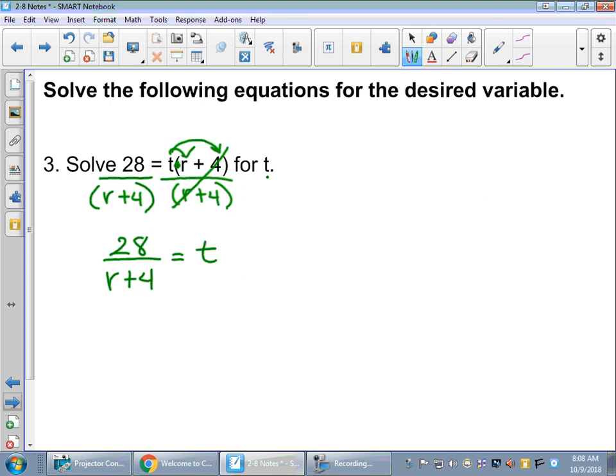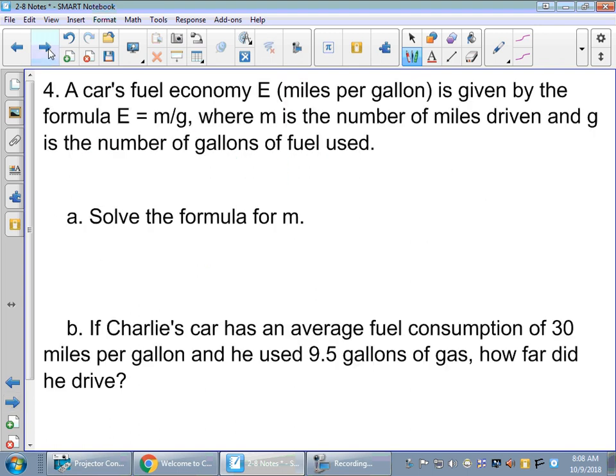So try not to distribute. If you were to distribute, you're just going to make more steps for yourself. Okay, so use that as a reference. Anytime you see that, I've shown you a couple different examples that you can reference throughout your homework.